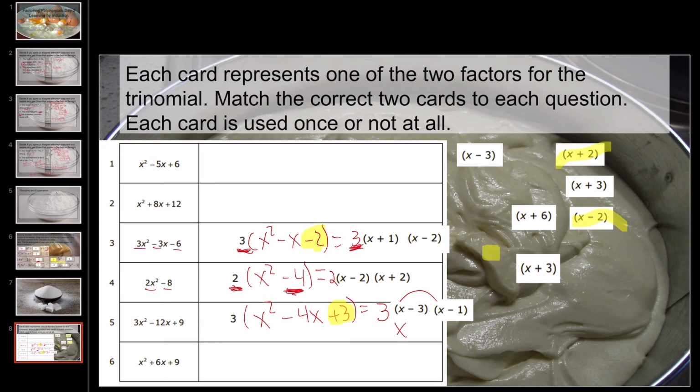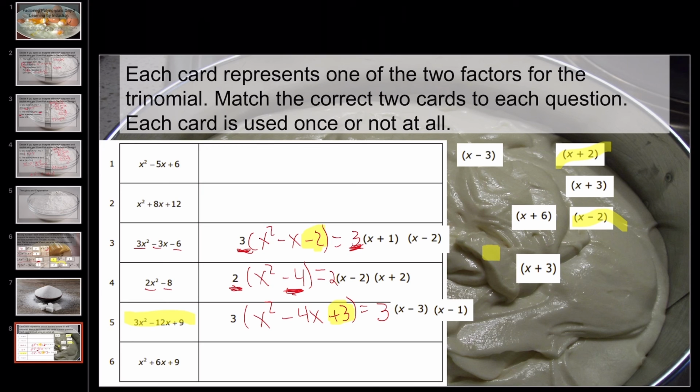X times x makes x squared. X times negative 1 is negative x. Negative 3 times x will make negative 3x. Negative 3 times negative 1 will make the positive 3. These two negatives are going to give us back this negative 4. And that plus 3 matches the plus 3, and the x squared is right. So the correct factors for this original question is 3 times x minus 3 times x minus 1.